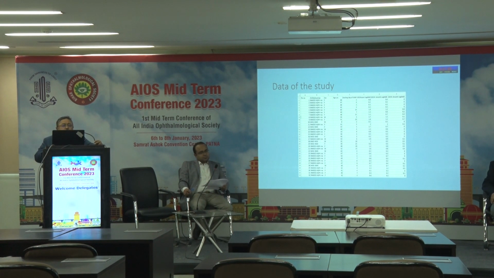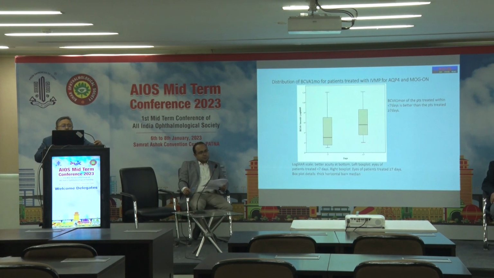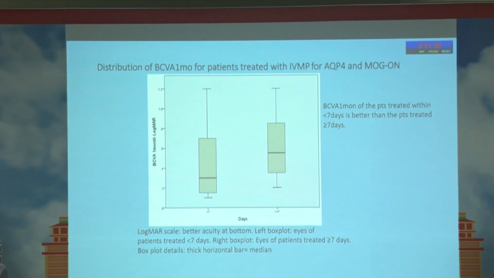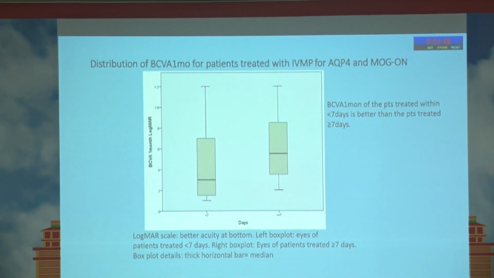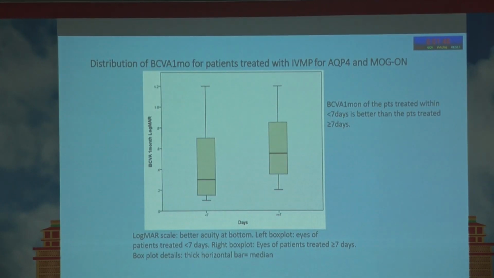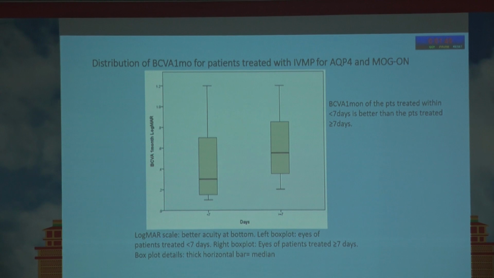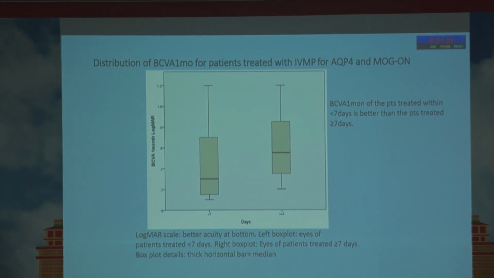This is the data of my study. This box plot diagram shows the distribution of best corrected visual acuity at 1 month for the patients treated with aquaporin 4 and MOG positive optic neuritis. The best corrected vision at 1 month in the patients treated within 7 days is better than in the patients treated after more than 7 days.